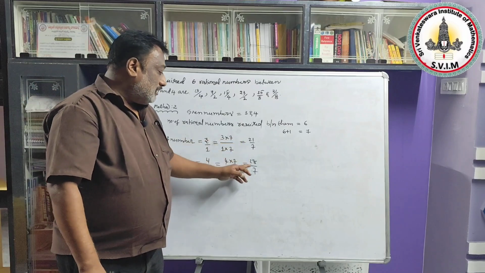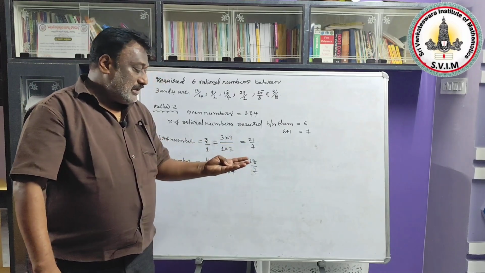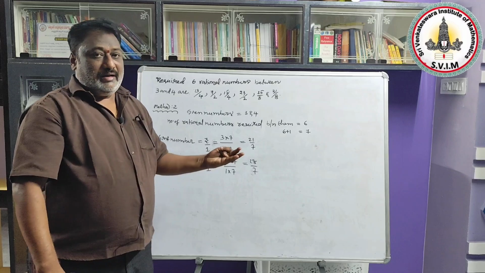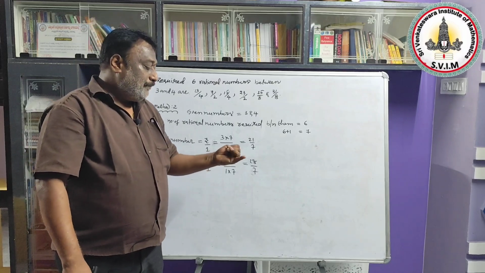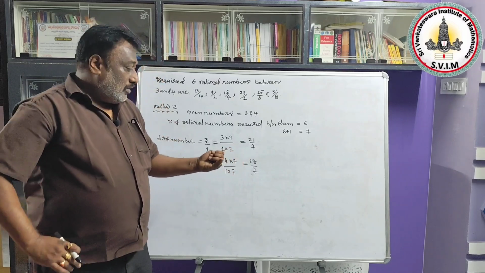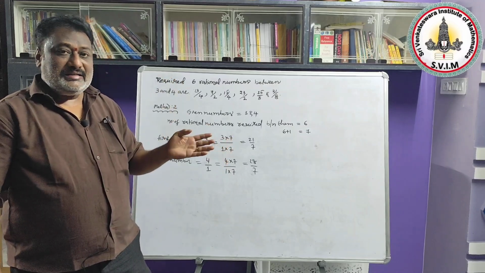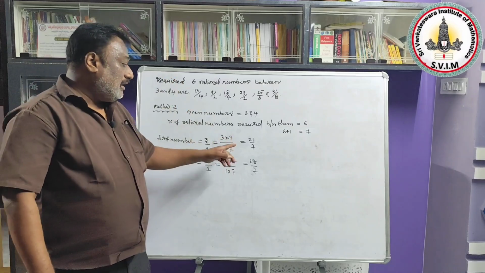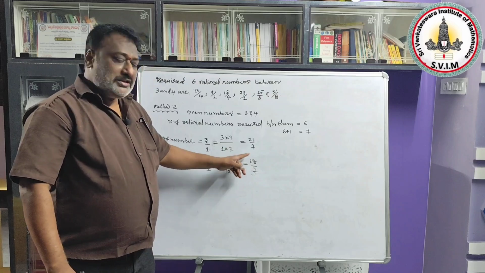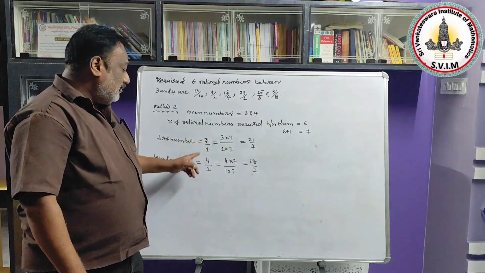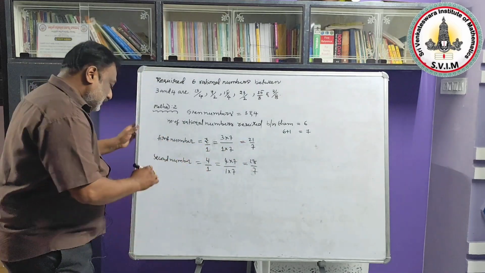What are the rational numbers now between them? 22 by 7, 23 by 7, 24 by 7, 25 by 7, 26 by 7, 27 by 7. These are the 6 required rational numbers between these two numbers. These two numbers are nothing but 3 and 4. That is all.